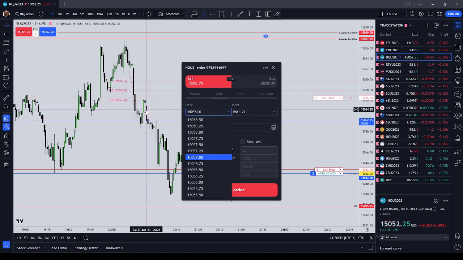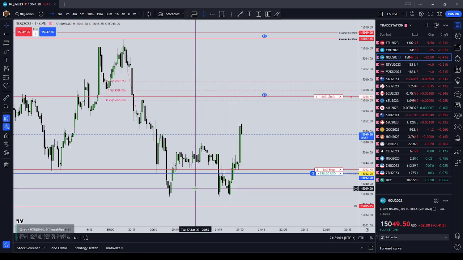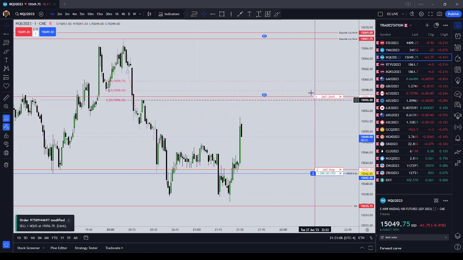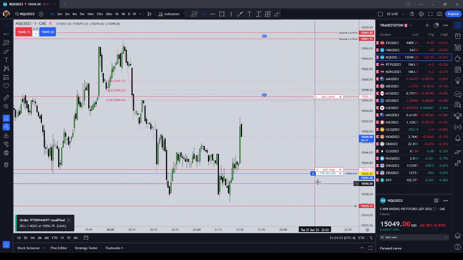Let's see. That high was 56 quarters. Let's say two tick spreads. So 56 quarters, 1, 2. There it is. That is where the sell limit's going to be. It's going to be this high plus a spread, and then we'll let the second contract run.